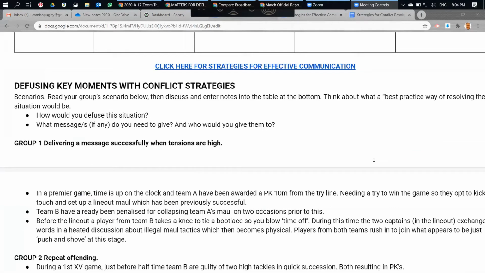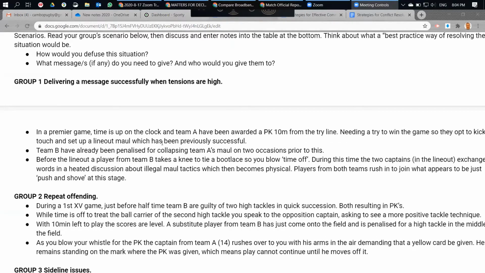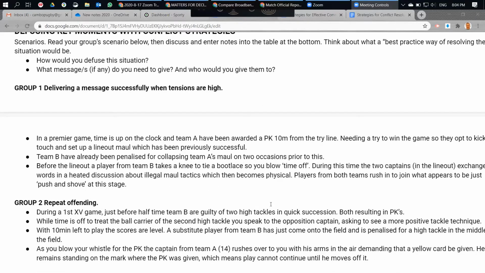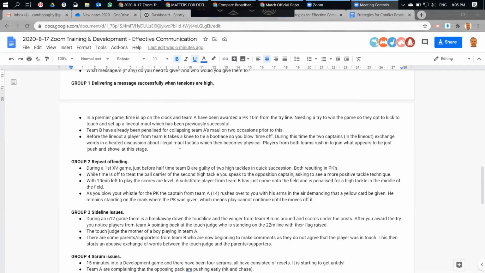Okay. So group one, that's Grant, Hemi, Peter, and Sam. You guys have got delivering a message successfully when tensions are high. I won't go through the whole scenario, but what everyone needs to be doing for each of their scenarios is thinking about how you are actually going to diffuse the situation that's presented to you, what messages you are going to give, and how you are going to deliver those messages. Okay, so that's further down the document if someone has access. If you don't, I'll just drop that into the chat for you guys.